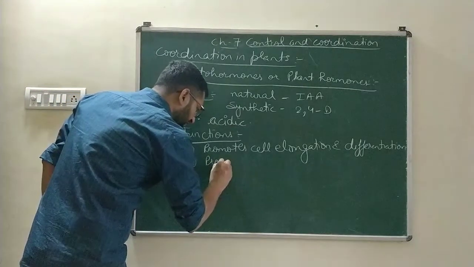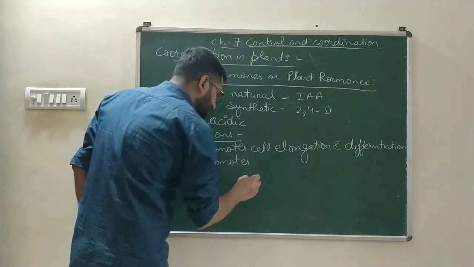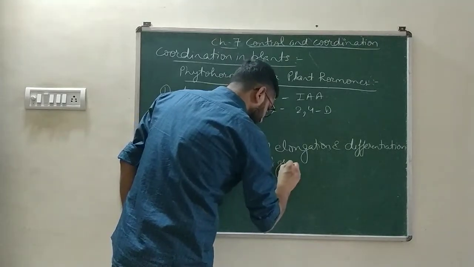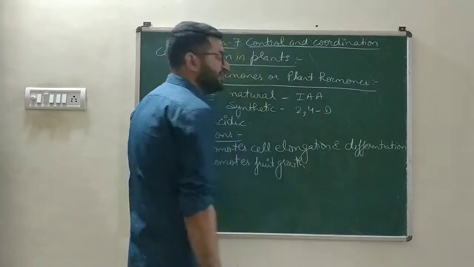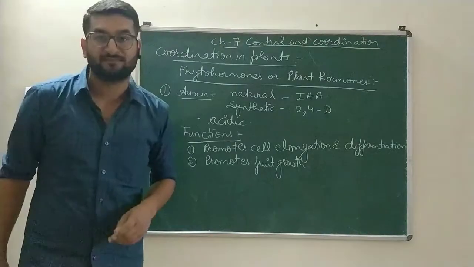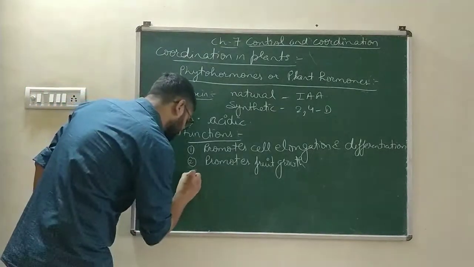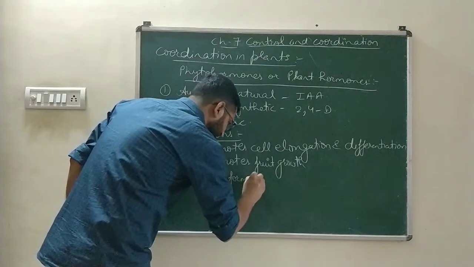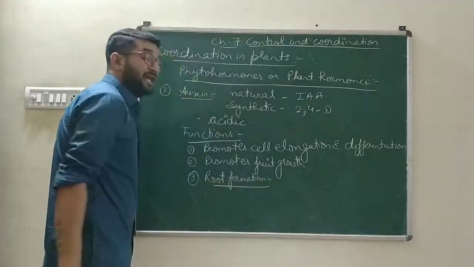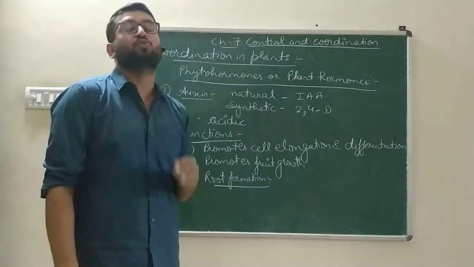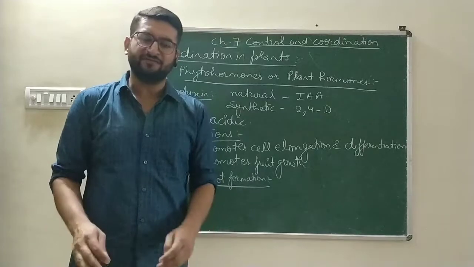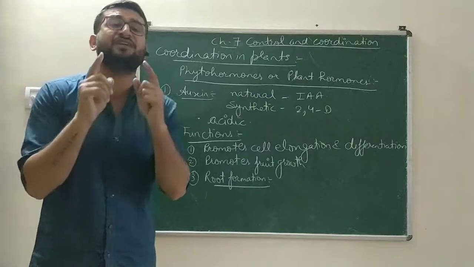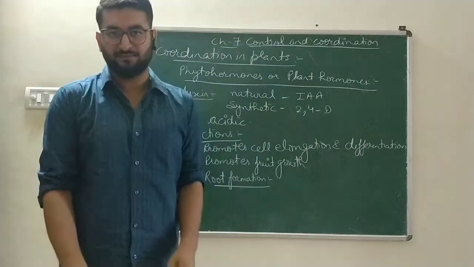Next, auxin also promotes fruit growth. It helps in increasing the size of the fruit. Next, it also helps in root formation. In the absence of auxin in the stem, root formation is promoted. If we cut the stem apart, then the auxin concentration is reduced, and that will increase the root formation.